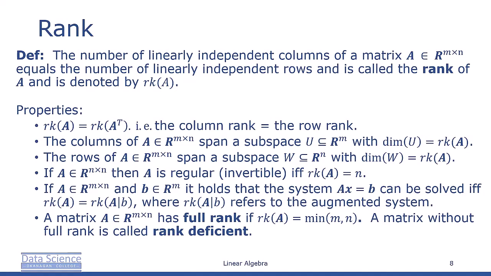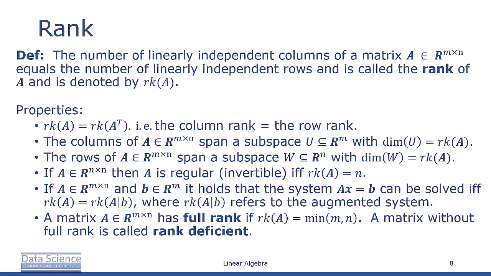The number of linearly independent columns of a matrix A of dimensions m by n equals the number of linearly independent rows and is called the rank of A, and is denoted Rk of A. The rank of a matrix has some important properties. The rank of A is equal to the rank of A transpose. That is, the column rank is equal to the row rank.